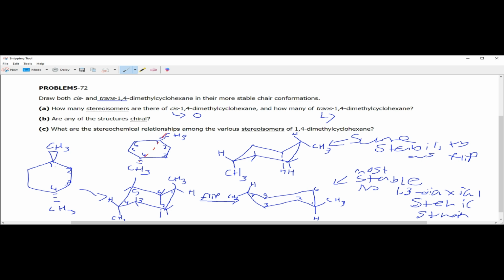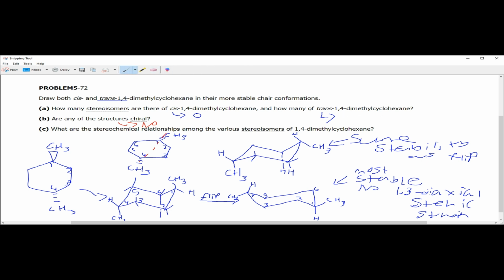Okay, now this one right here. Is there a stereo center? That's what I'm thinking right now. There's not. There's no stereo center on either one of these compounds, because there's a line of symmetry down the middle. Whether cis or trans, both of these are achiral. So no. To answer part B, no. There's also 0 of these.